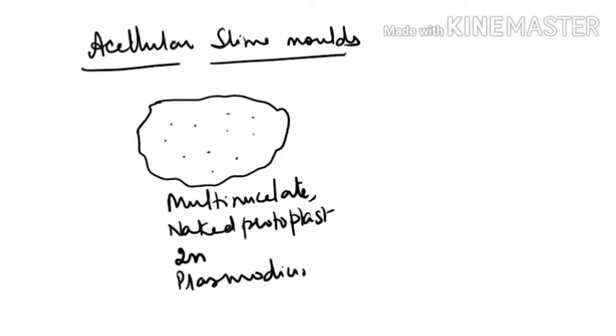Now see class carefully once again. This plasmodium, don't get confused with the malarial plasmodium. That malarial plasmodium is a cellular protozoa and this is an acellular slime mold. Second difference is that this plasmodium, this P we write with a small letter, and it will not be written in italic font as we do with the malarial plasmodium.